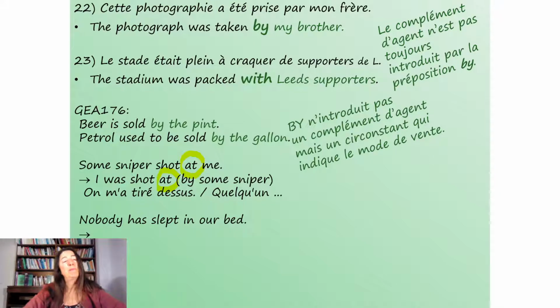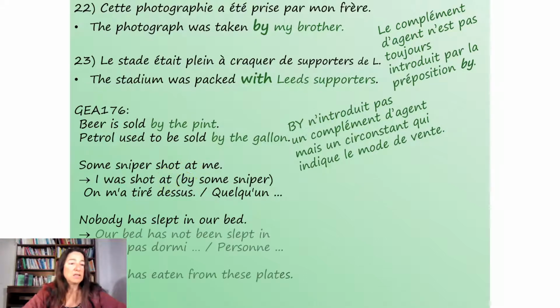Nobody has slept in our bed. Active or passive voice sentence? Active. What's the passive voice that we can create starting from that active voice sentence? Well, again, our bed, the subject of the passive voice sentence, has not been slept in. That's the main difficulty here, really. I need to notice that this is a prepositional verb, and the preposition is absolutely necessary at the end of the passive clause. Clause, la proposition.